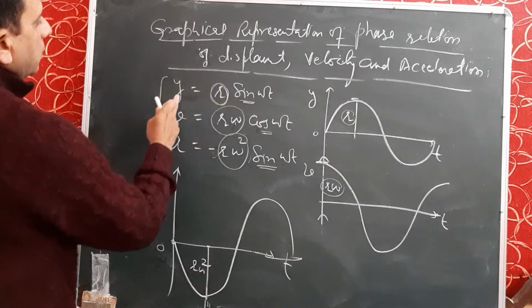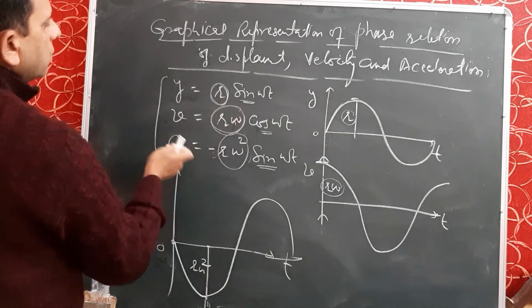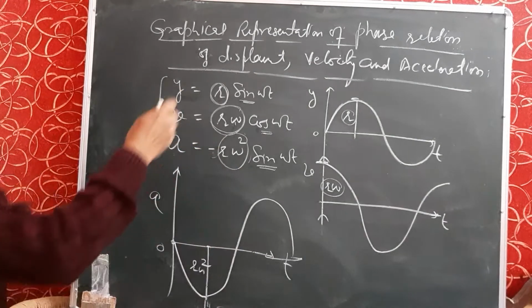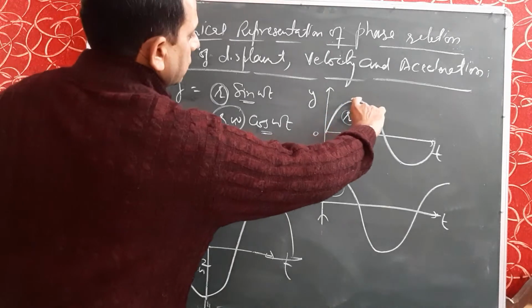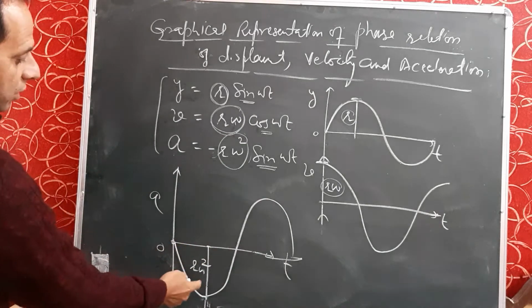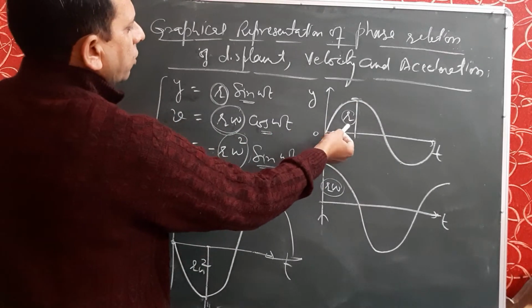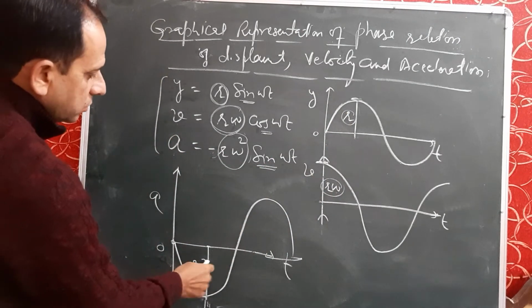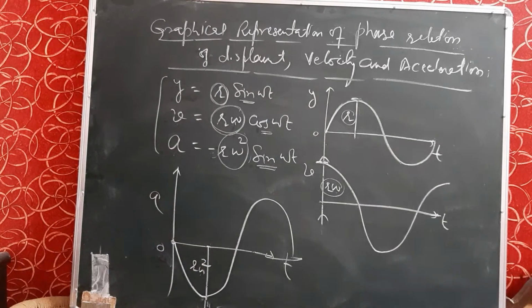So this is called displacement amplitude, this one is velocity amplitude, and this one is acceleration amplitude. Amplitude means the height of the wave. So this graph is shorter in height, this is greater, and this is the greatest, the highest peak, r omega square. It is only r; let the value of r be 10. Then it is 10 into omega, and then 10 into omega square. So it is greater. In this way, we can represent all the variables, displacement, velocity and acceleration, in terms of graphs. So it is called graphical representation of the phase relation.